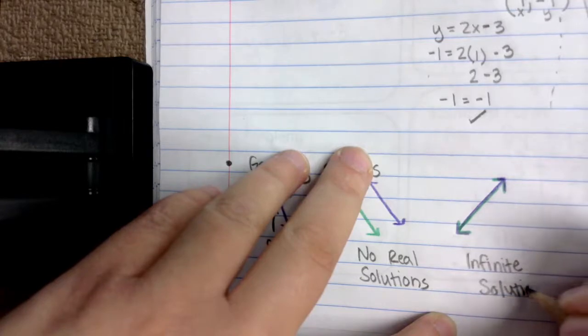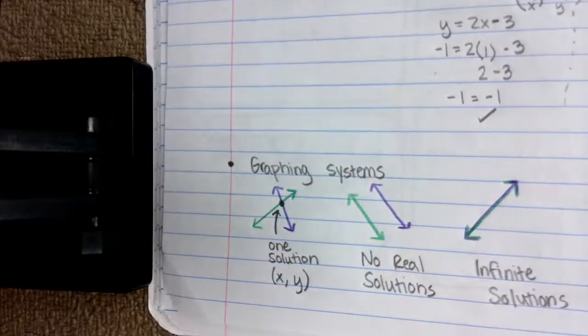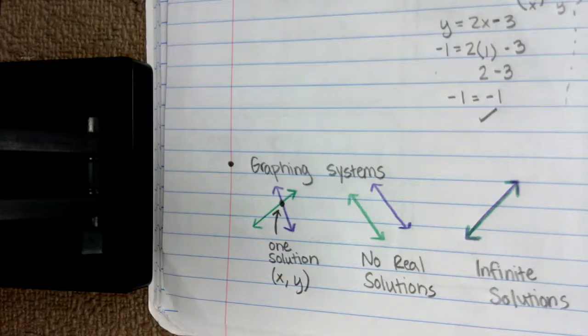It's going to keep going on and on and on. That's why we have those arrows. It goes on and on and on and on and on in both directions.